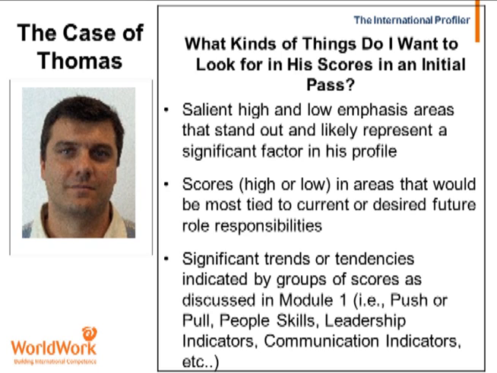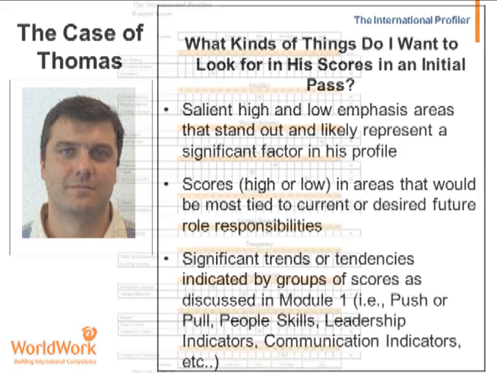I'll also look for scores in areas that are really tied to his current or prospective job responsibilities. So certain competencies would be more required than others in Thomas's role, and I'd be looking at those. And finally, I'd look for significant trends or tendencies indicated by groups of scores. So this is the kinds of things we discussed in Module 1, like a push or pull emphasis, people skills, communication indicators, things like this. So let's take a look at Thomas's normed and range scores to see how we would use them.